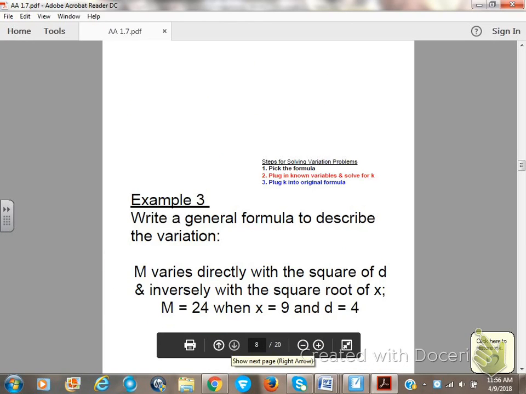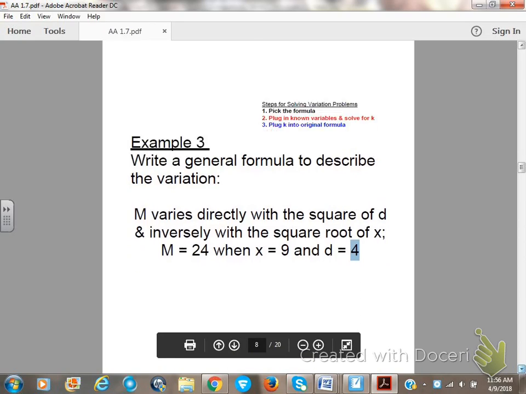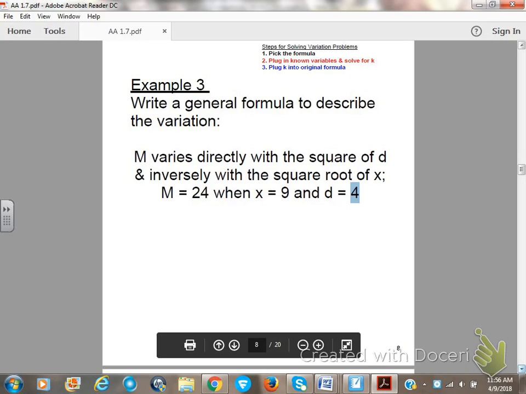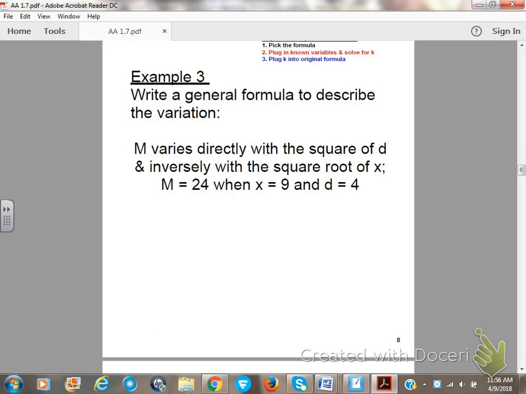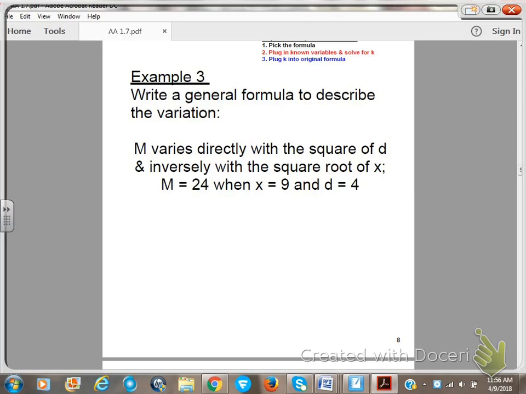Okay, one last example. We're going to write the general formula for a variation that m varies directly with the square of d and inversely with the square root of x. m equals 24 when x equals 9 and d equals 4. So this one's fun because it's combining two of them. M is written first, so that's what's going to go first in our equation.